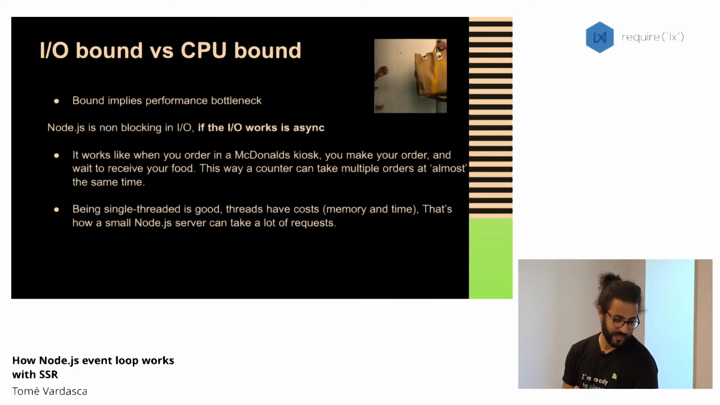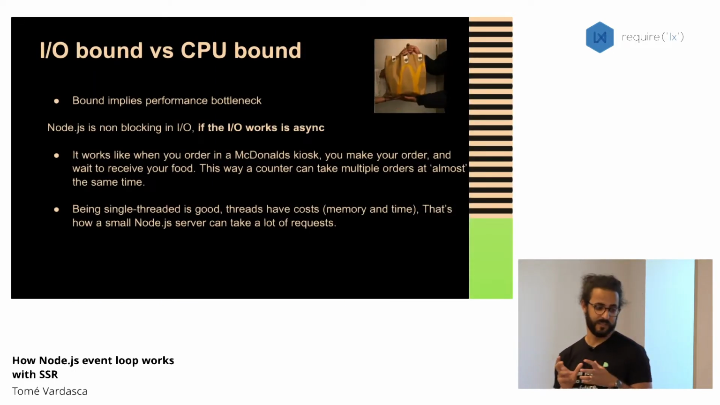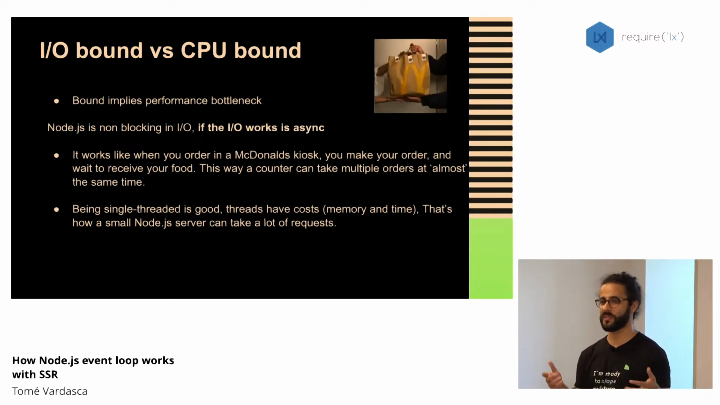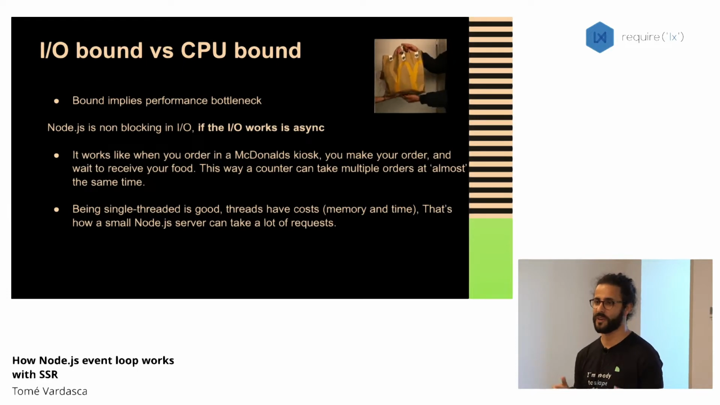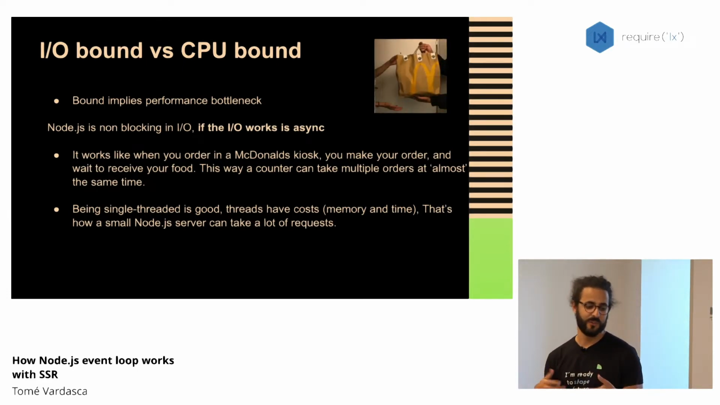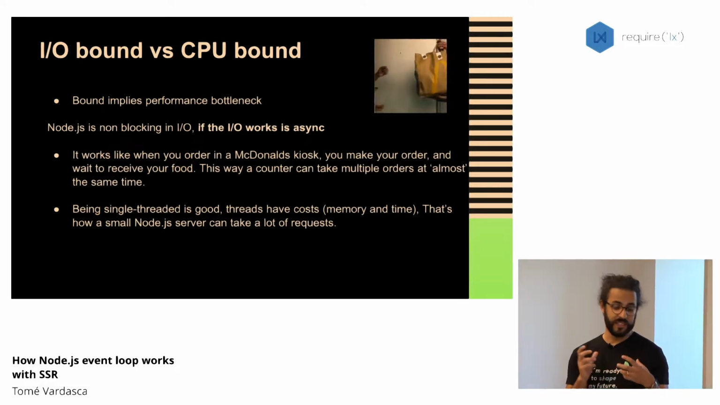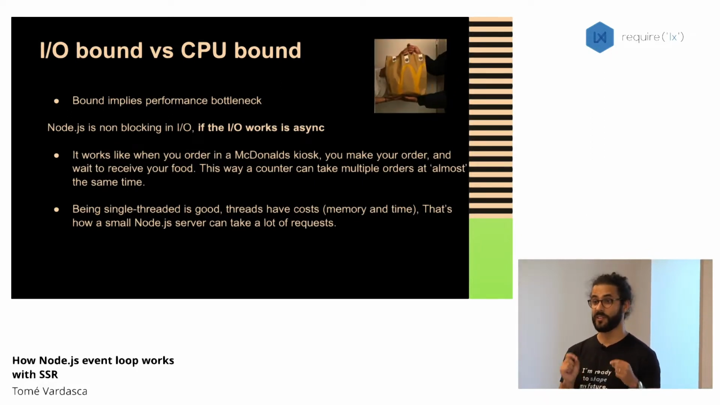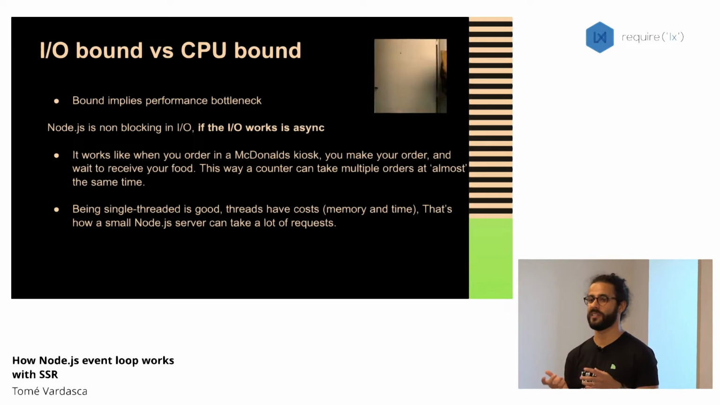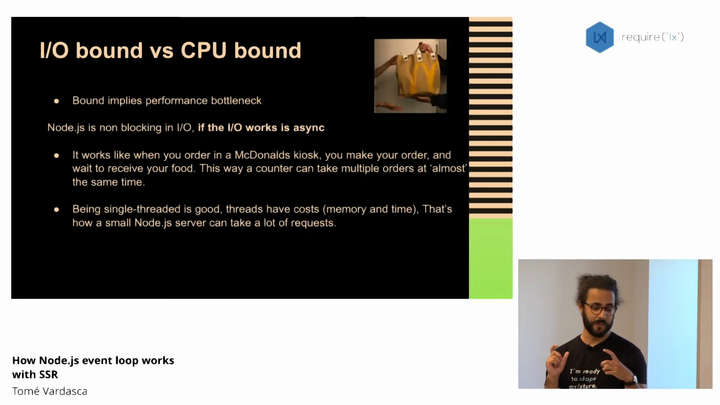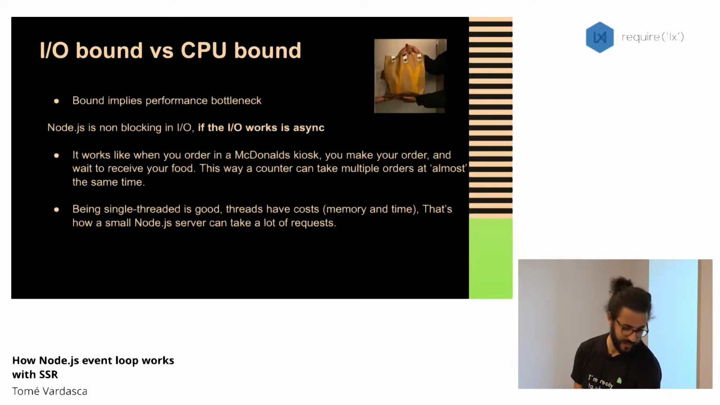As I was saying, bound implies a bottleneck. When we're trying to optimize for the most requests, if we have hundreds of thousands or millions of requests, we need to optimize. In Node.js, it is non-blocking on I/O, but it is blocking on CPU. If we're doing some CPU-heavy stuff, it will block the connections, but the I/O is not bound.